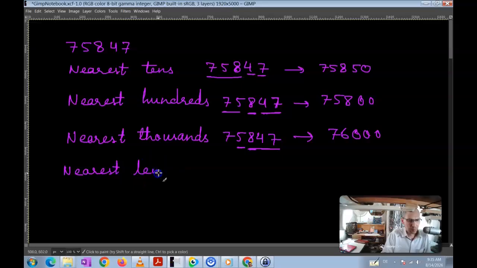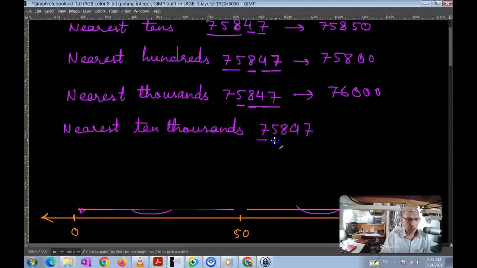And then to the nearest 10,000s, you have 75,847. 10,000s would be the 7 in 75,000, so that's the 10,000 place value. And then to the right of it we have a 5, which means that we round up. So the 7 becomes an 8, and then all of these digits are written as 0. So that's 80,000.